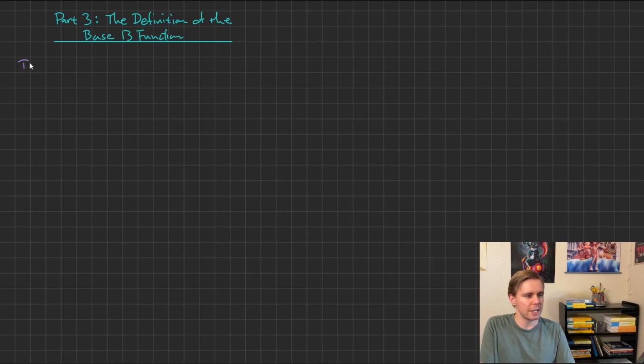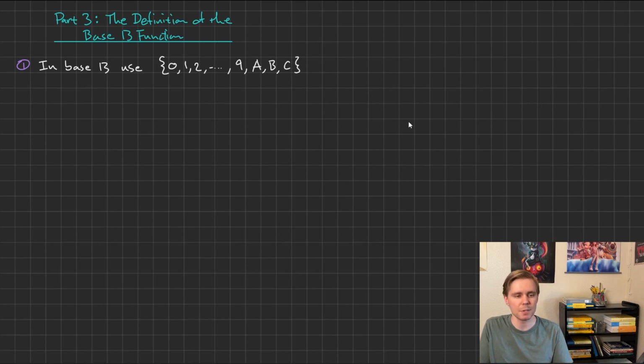So the first thing is that when we write down numbers in base 13, we are going to use the following digits. In base 13, we're going to use 0 through 9, so 0, 1, 2, and so on, all the way through 9. And then we need some more digits, which we're going to denote by A, B, and C. So for base 13, we need 13 digits. Those 13 digits are going to be the 0 through 9, and then A, B, and C.